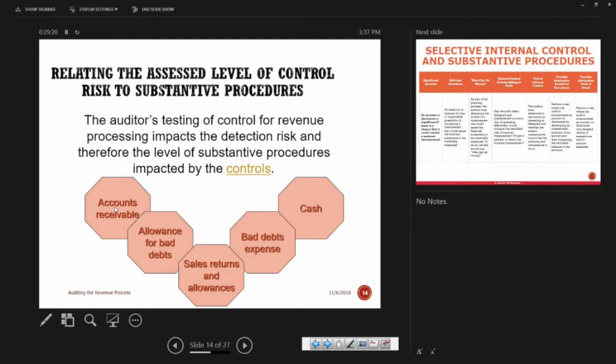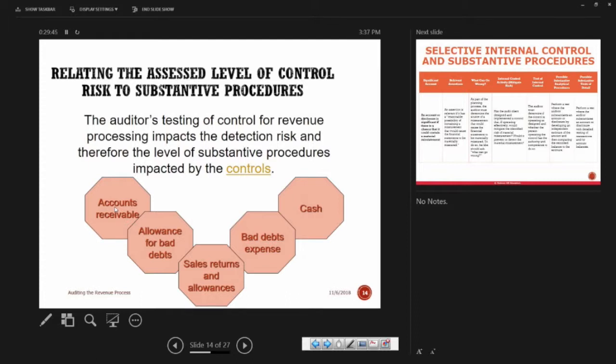Are there compensating controls to cover it? More than likely they'll show up. But the point is that you would expect the lack of that control could lead to a fictitious sale. Okay? And that means the revenue shouldn't be recognized, because it's not a real sale. So these are just some examples of the types of controls that should exist.